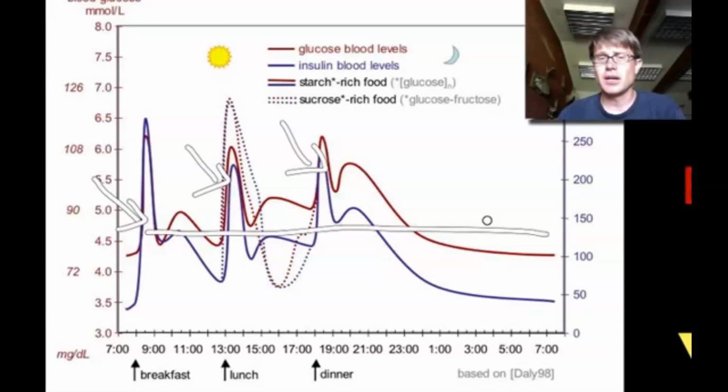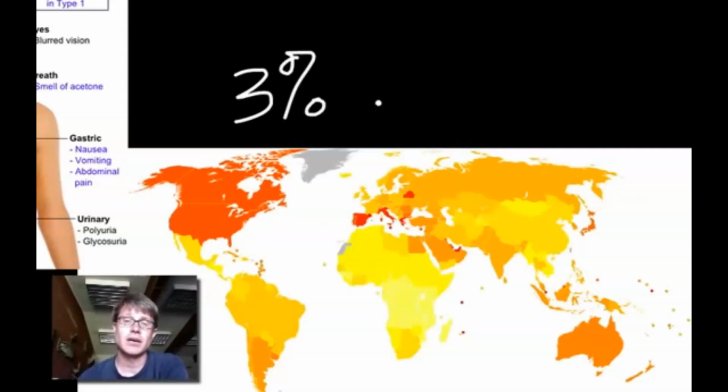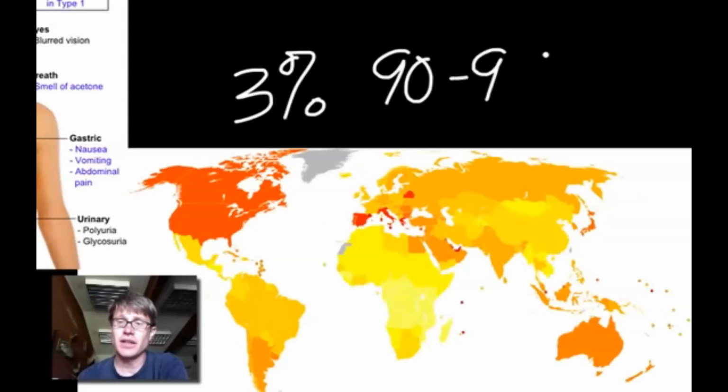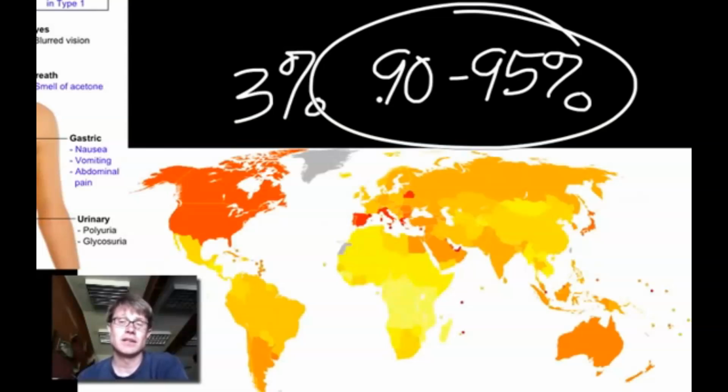Or now they use an insulin pump, which is going to administer different amounts of insulin throughout the day, so it works almost as a feedback loop. Now, this is a map of where diabetes is on our planet. About 3% of the people in the U.S., or worldwide, have diabetes, but about 90 to 95% of that is not a mistake in the beta cells. It's actually tied to our diet, type 2 diabetes.